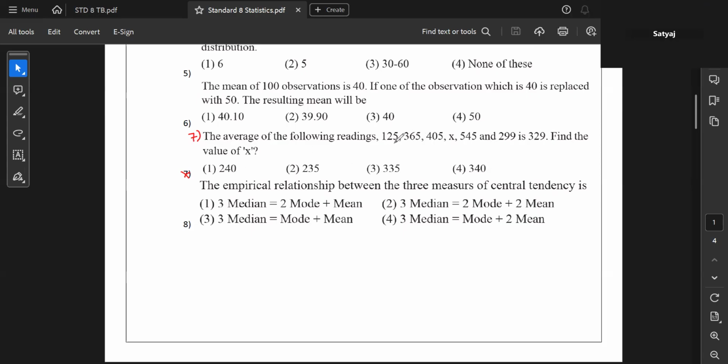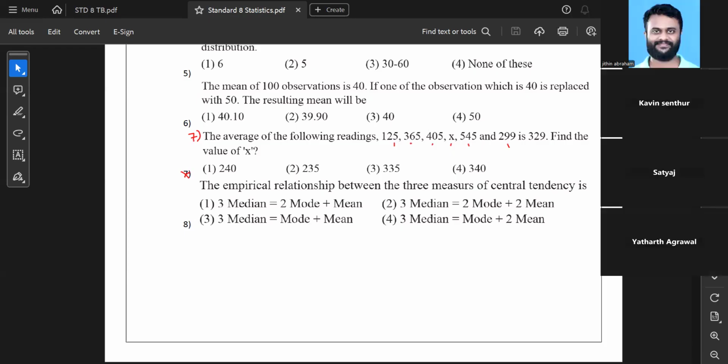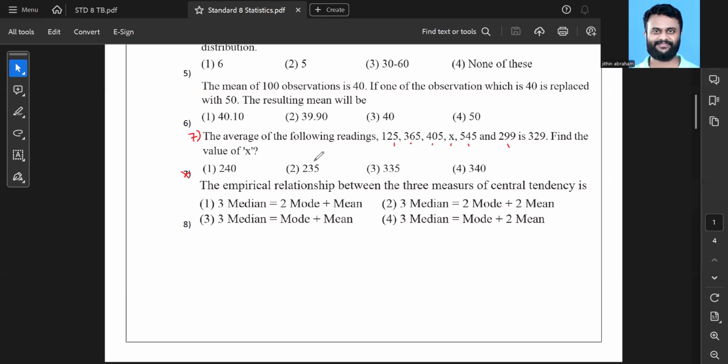So how many numbers do we have? Like one, two, three, four, five, six. So there are six numbers. So we have six values. Logically speaking, adding all these values and then dividing by 6 is going to give you 329. Right. So I wish to find x.